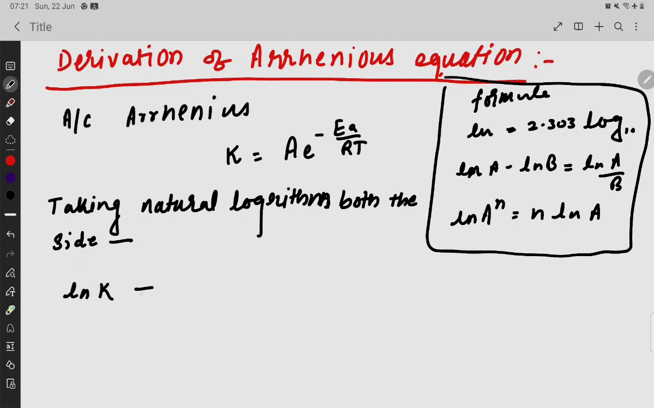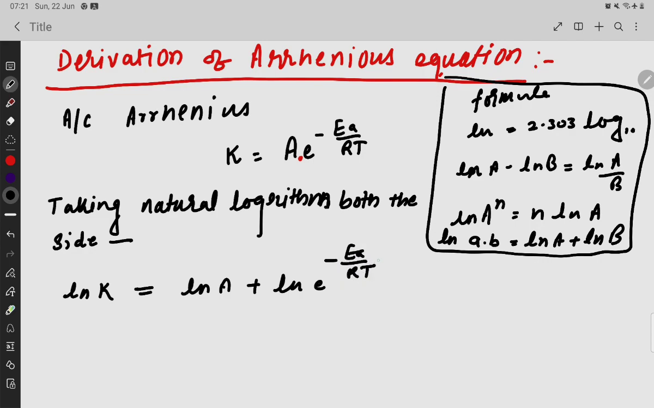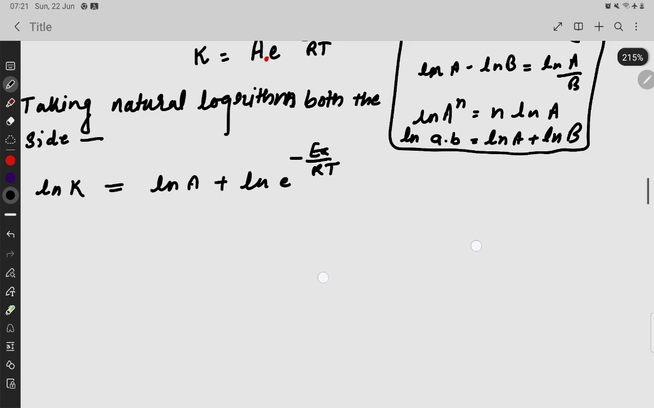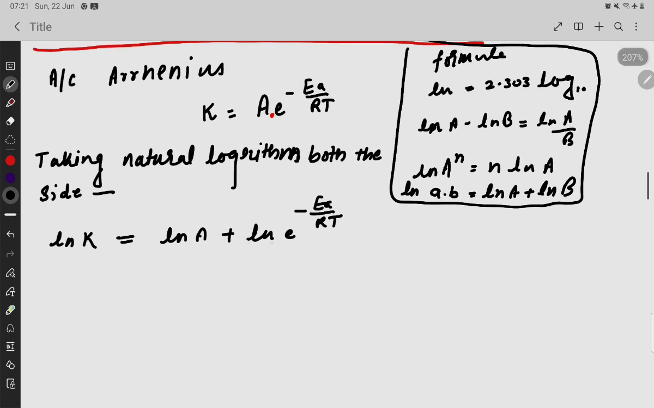ln k is equal to ln A. Student, one more formula is there: ln a into b is equal to ln a plus ln b. Keep in mind. Now if you closely look at this, here the product is there, so ln A plus ln, what will be there, student? e power minus Ea upon RT. Now we are going to use the formula ln a power n is equal to n ln a.